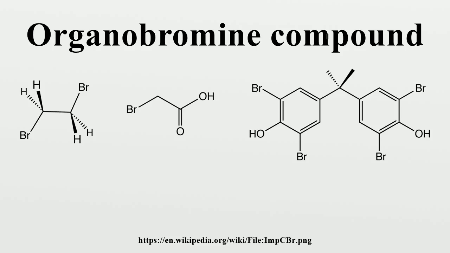Synthetic methods. From bromine: alkenes reliably add bromine without catalysis to give the vicinal dibromides. RCH=CH2 + Br2 → RCHBrCH2Br.